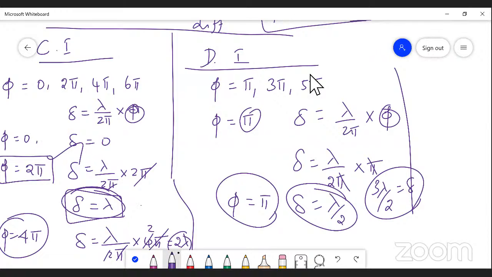If constructive, the condition is delta is equal to n lambda: 1 lambda, 2 lambda, 3 lambda, 4 lambda. That's constructive. For destructive, the condition is delta is equal to (2n minus 1) lambda by 2: lambda by 2, 3 lambda by 2, 5 lambda by 2, 7 lambda by 2. It means destructive interference. Okay.